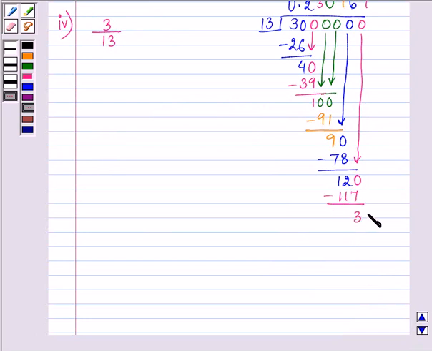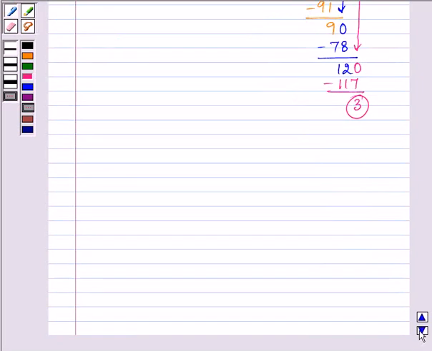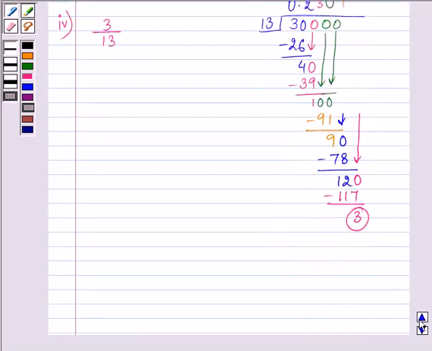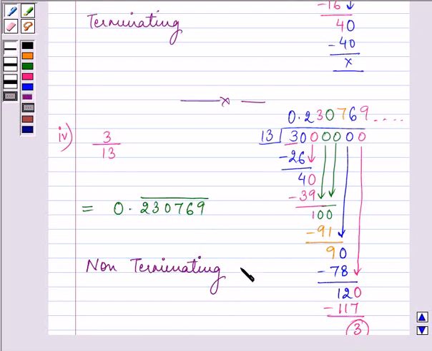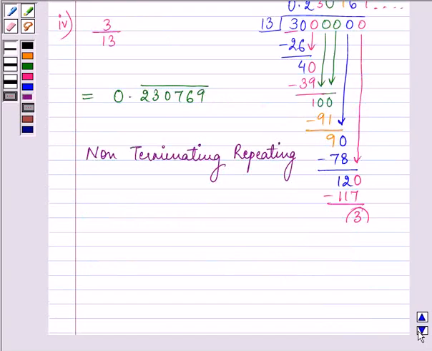We are left with remainder 3. Now this remainder is repeating itself from the place where we started. So that means this whole procedure will go on similarly, and we can have the answer as 0.230769 bar, because from this point the whole procedure will repeat itself, and hence it is a non-terminating repeating decimal expansion. Right, so this completes the part.